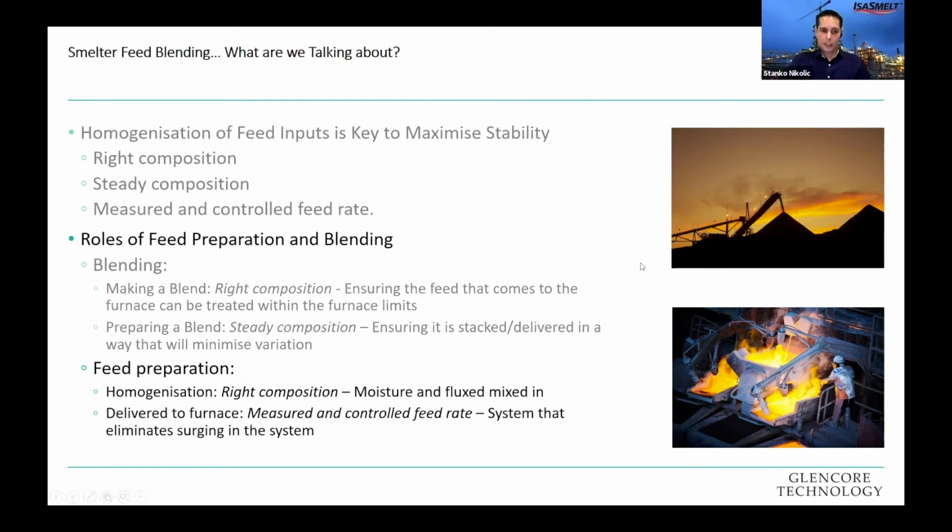When we look at what's required to get the feed to the furnace, it's really important that we have this in a measured and controlled rate. So really what we're talking about there is the feed system has to be designed so that we eliminate surging, so that we are able to have a smooth, consistent feed to our furnace plant.